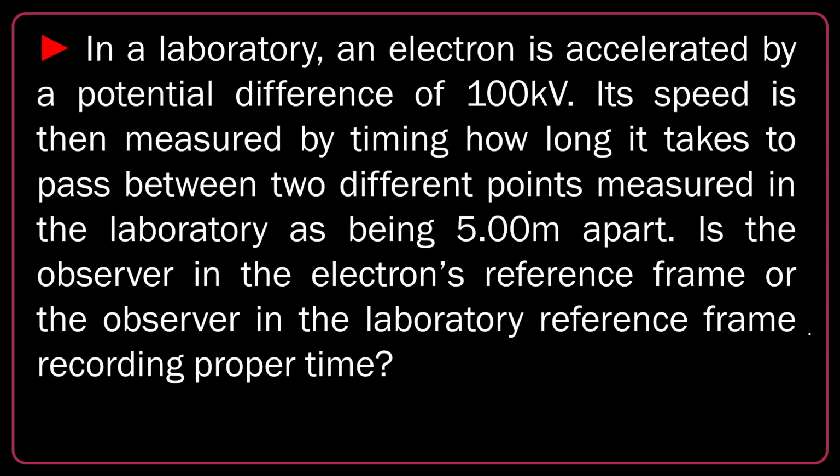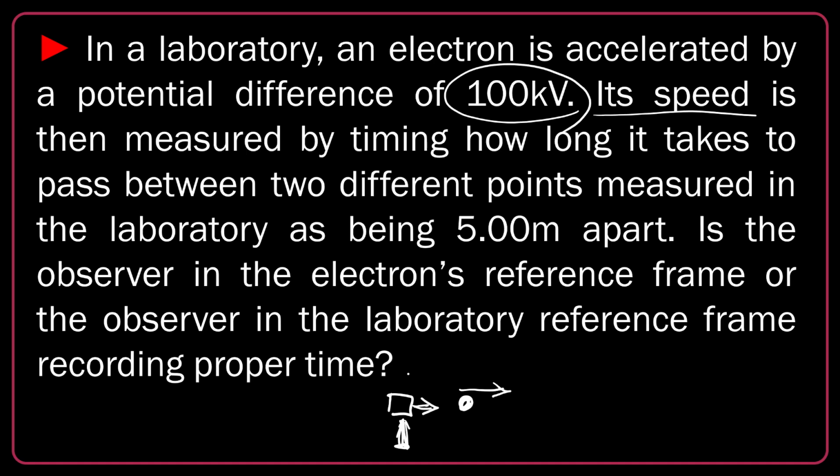Okay? Another question. In a laboratory, an electron is accelerated by a potential difference of 100 kilovolts. So in the lab, you have an electron gun. You shoot an electron using a high voltage. Its speed is then measured by timing how long it takes to pass between two different points measured in the lab as being 5 meters.